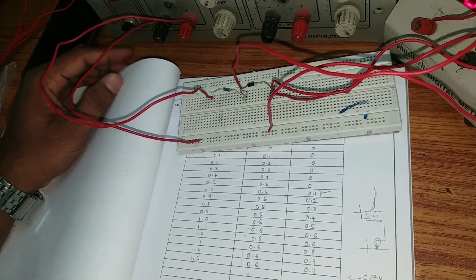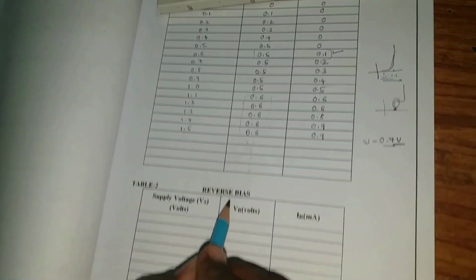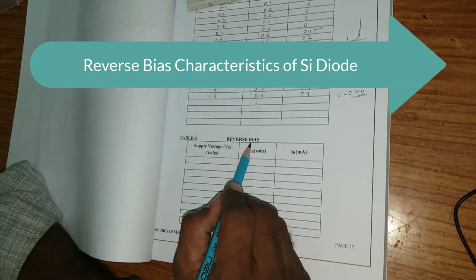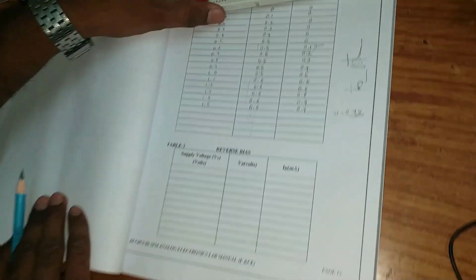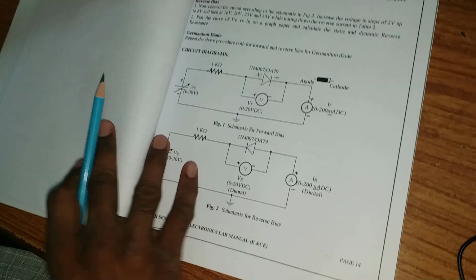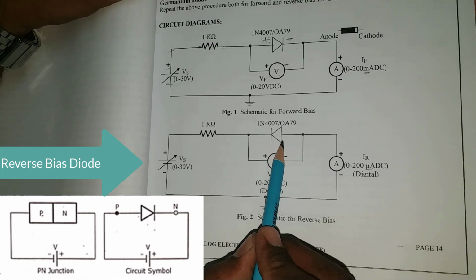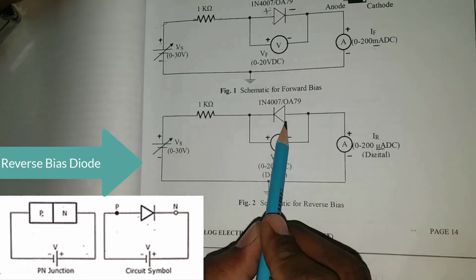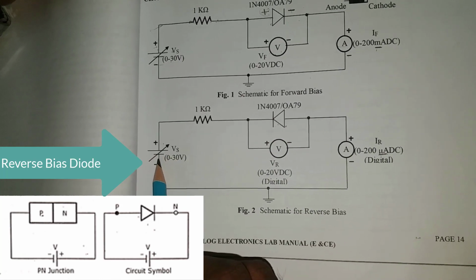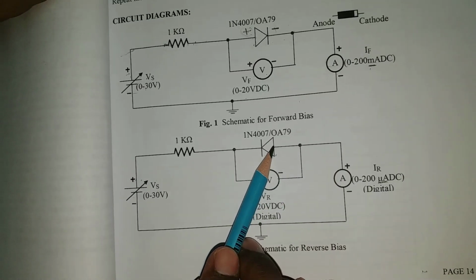Coming to the next one, the next characteristics of the silicon diode is reverse bias. Previously we discussed the forward bias, and we already tabulated the readings here. Now coming to the reverse bias, while doing the reverse bias experiment, first you need to make the circuit diagram connections. In the circuit diagram we are changing the diode position, but it is not required here. Either you can change the diode position, or you can change the supply position, no issues.